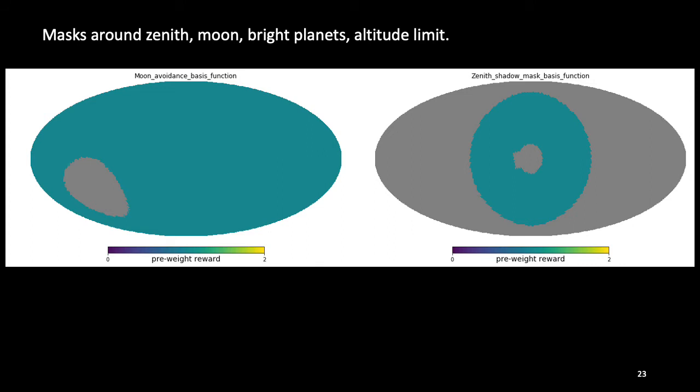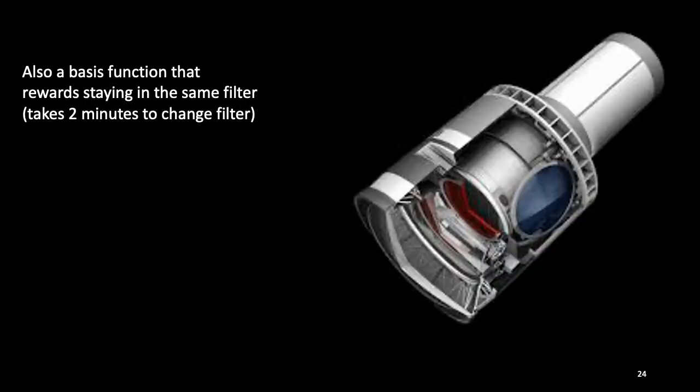Some other basis functions we use are some masks. We mask the moon, the bright planets, and zenith. We tend to get very long slew times if we go near zenith because the dome has to do a large azimuth slew if we get up there, so we just mask that off completely. We also have a basis function that rewards staying in the same filter because it takes 2 minutes to change the filter on Rubin, so we tend to reward staying in the same filter.